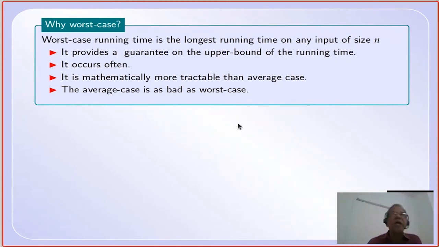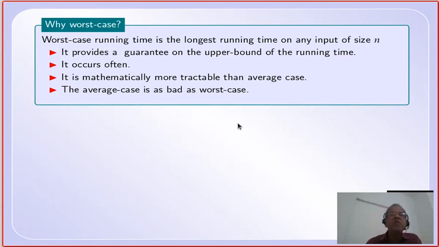Why worst case running time? Okay, here is a very important point. Whenever we are given an algorithm, it is typical for us to analyze the worst case running time of the algorithm. We are not interested in the best case or in average case. What is the reason? Worst case running time is the longest running time on any input of size n. It provides a guarantee on the upper bound of the running algorithm.